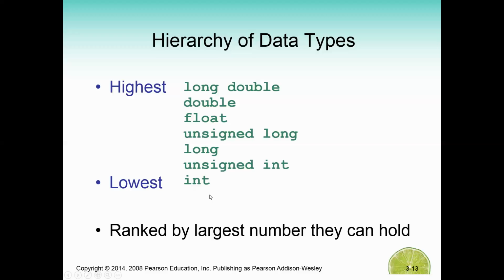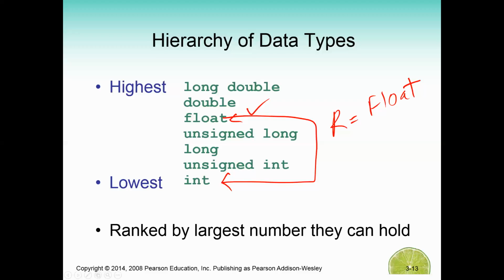Of course, we can go down and we can put the short here underneath the int. So it's going to be ranked by the largest number they can hold, which is equal to the space in memory that is going to be occupied. So if I have, again, an operation that is going to be involving an int and a float, the result is going to be a float. Okay, because this one is going to be overriding the int.